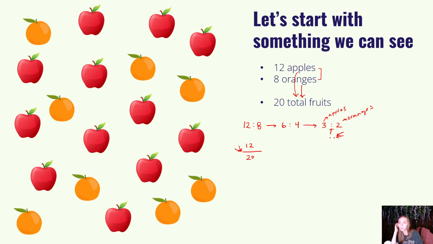Cool? Cool. We can simplify this fraction down into, I'm just going to divide both by 2, 6 over 10, which then breaks down into, again, dividing by 2, 3 over 5.